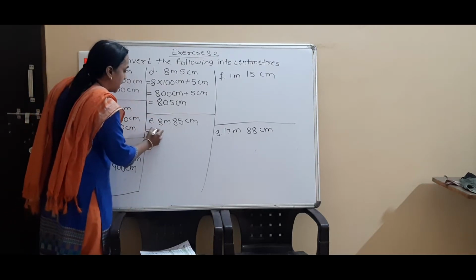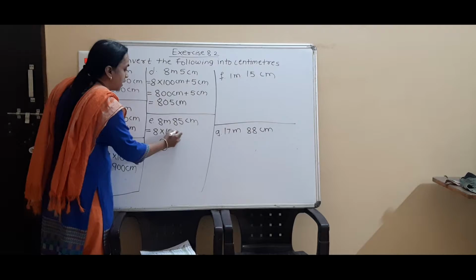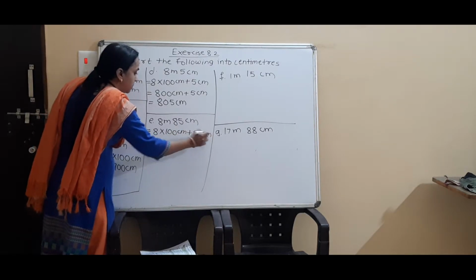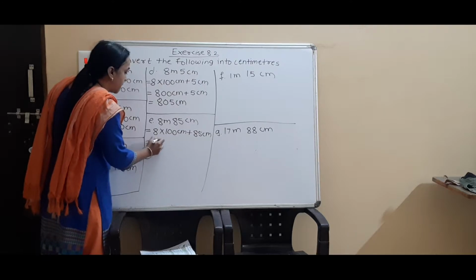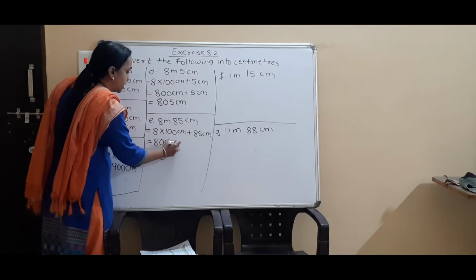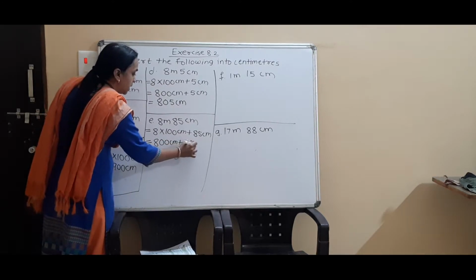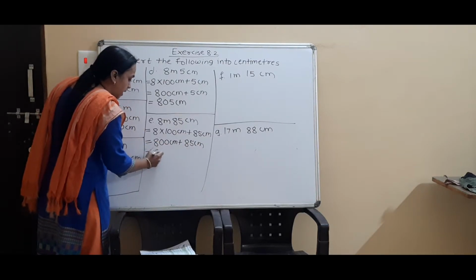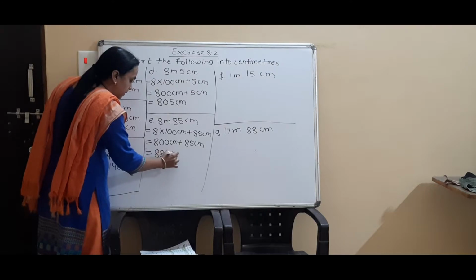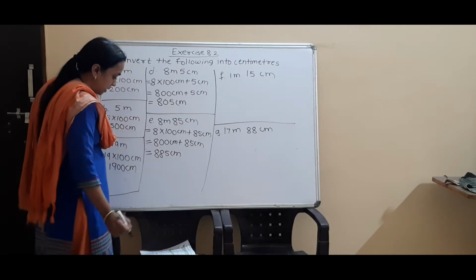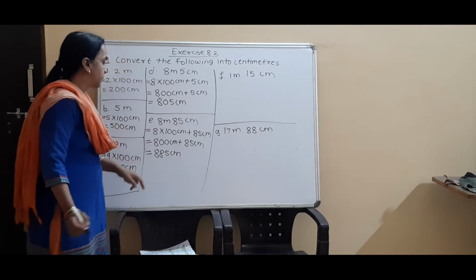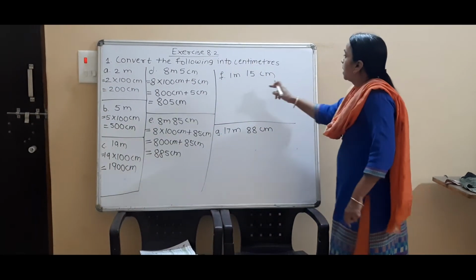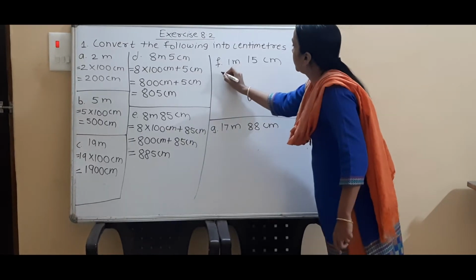So again 8 multiplied by 100 centimeter plus 85 centimeter. So 100 is 800 centimeter plus 85 centimeter. 800 plus 85, 885 centimeter is our answer. Now see F question. 1 meter 15 centimeter.